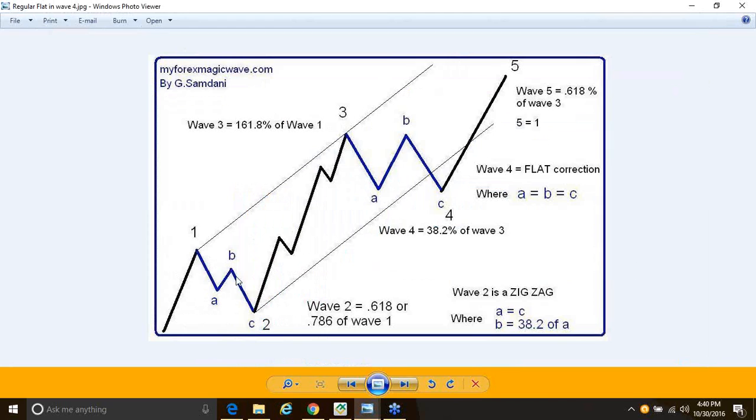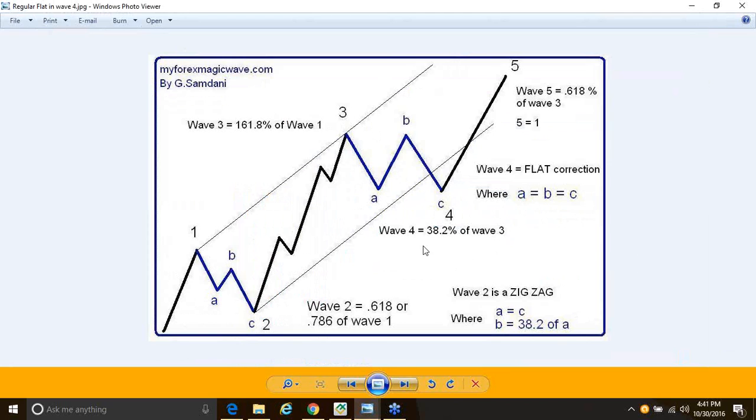See here, this is wave 1, ABC 2. Wave 3 is 1.618 of wave 1, and wave 4 can come in different ways. It's like flat correction, irregular flat, regular flat, expanded flat, zigzag. So there are too many formations in Elliott wave. Okay, so I'm not going to go into that, but usually the measurement is 38%, 38.2%.